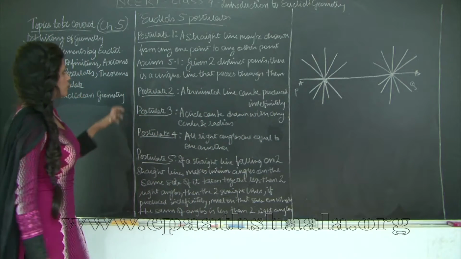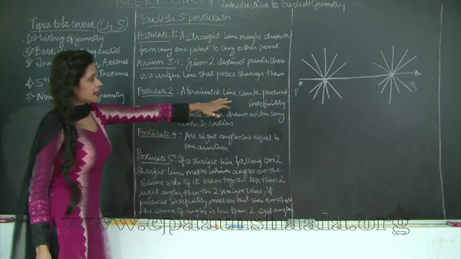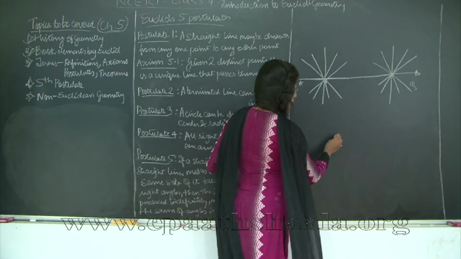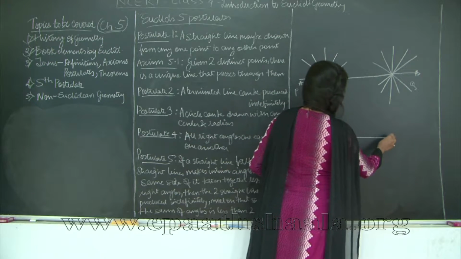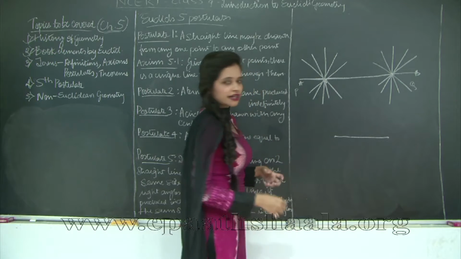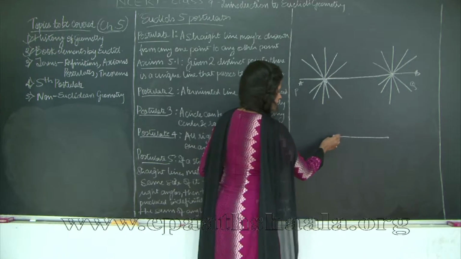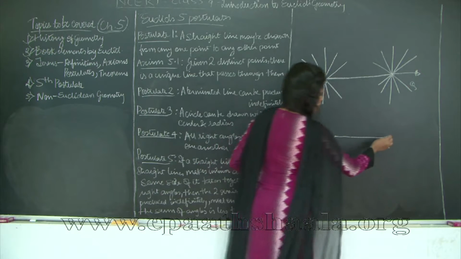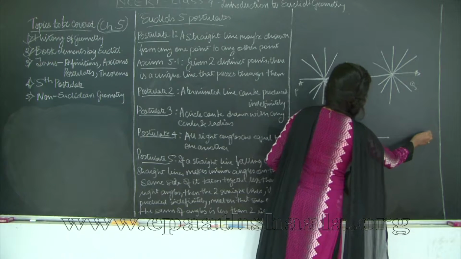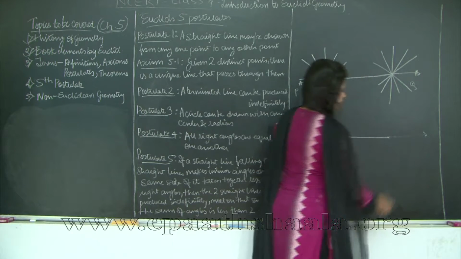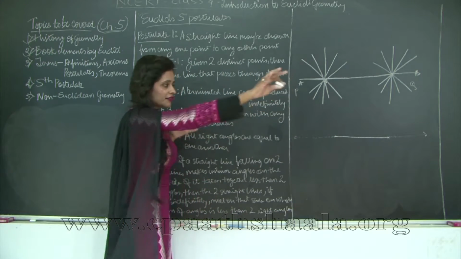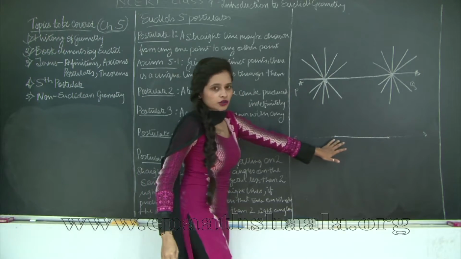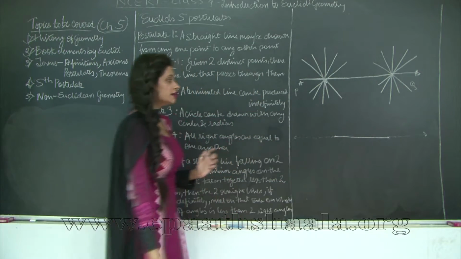Now let's take a look at the second one. A terminated line can be produced indefinitely. So what is a terminated line? A terminated line is nothing but a segment. A segment is always terminated. We have studied that in the previous classes. Obviously, I can extend it in both the directions, and these lines can be extended indefinitely to reach out of the board, to reach out of the world. So you can see that a terminated line can be extended indefinitely in both the directions.